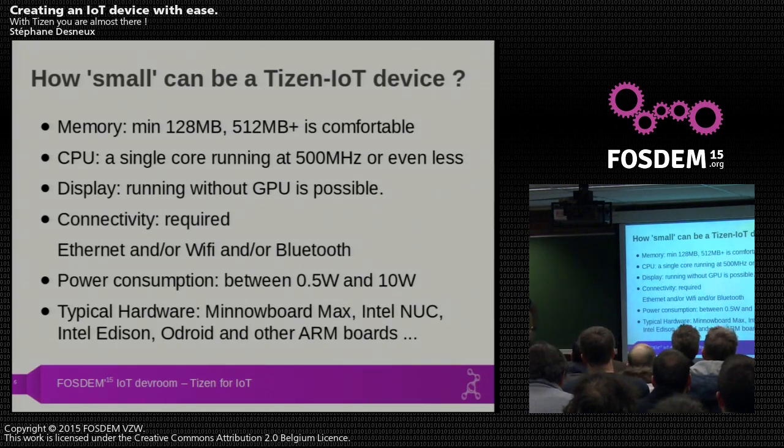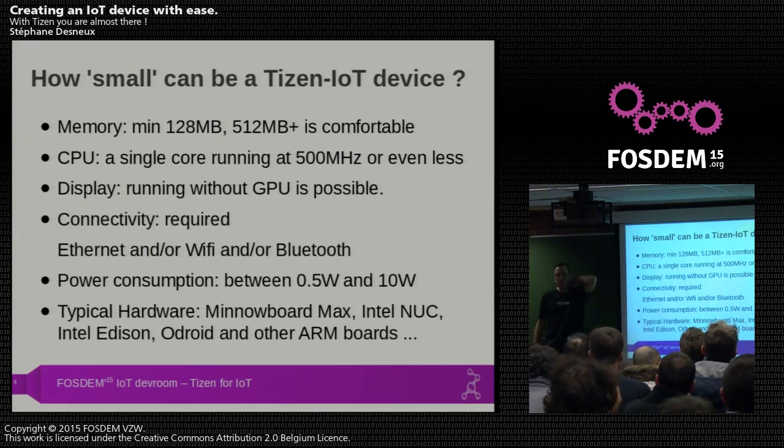So why choose Tizen for an IoT device? And what IoT device could we use? I think that, from my experience, we can use Tizen on almost anything. We just need some memory and CPU power. For me, the minimum is 128 megabytes. And honestly, 512 megabytes is comfortable, or more. For the CPU, a single core running at a small speed, like 500 megahertz, is enough. Could be less. I didn't make any test on that, but I'm quite sure that it works at 500 megahertz.